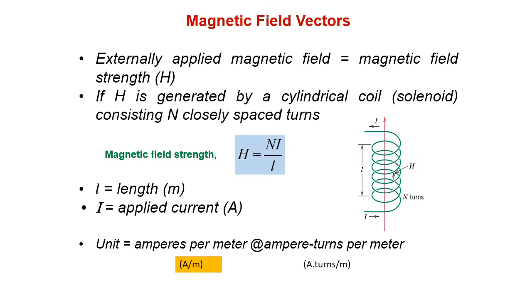Magnetic field vectors. Externally applied magnetic field equals the magnetic field strength, or H. If H is generated by a cylindrical coil, also known as a solenoid, consisting of N closely spaced turns, the magnetic field strength can be calculated by using this formula, where H equals NI over L. L is the length of the solenoid, I is the applied current, and N is the number of turns. The unit of magnetic field strength is amperes per meter, or ampere turns per meter.